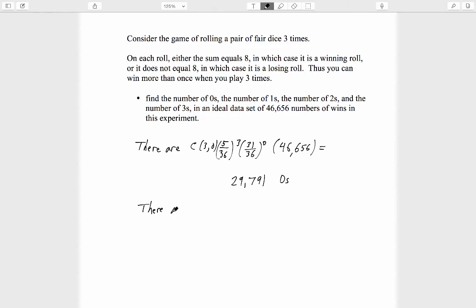Similarly, by exactly the same approach, the probability of 1 win, so 3 choose 1 times 5 over 36 to the first power times 31 over 36 now squared, so 1 winning roll, 2 losing rolls, times 46,656. So this is a certain fraction, just under 30% of all the outcomes, that should be 1s. That turns out to be 14,415 1s.